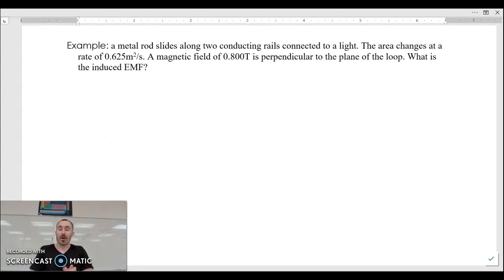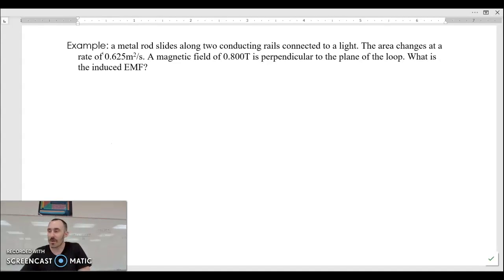Part 2. A metal rod slides along two conducting rails connected to a light. The area changes at a rate of 0.625 meters squared per second. Ooh, that's a rate change. That's a rate of area change question. So we're going to have to use one of those versions of the formula that's a rate version. A magnetic field of 0.8 teslas is perpendicular to the plane of the loop. Okay, perpendicular to the plane of the loop means along the normal line, right? Which means 0 degrees. What is the induced EMF?